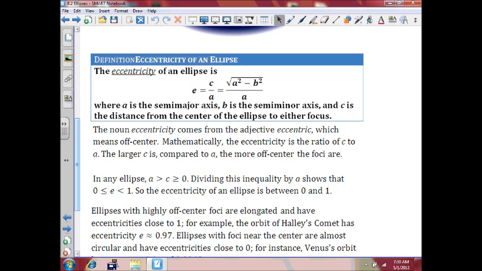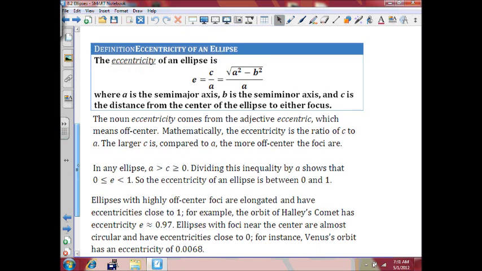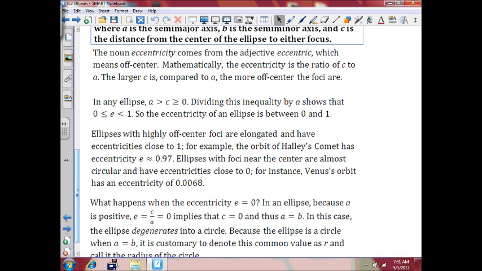Now, the noun eccentricity comes from the adjective eccentric, which means off-center. Mathematically, eccentricity is the ratio of c to a. The larger c is compared to a, the more off-center the foci are. Now, in any ellipse, c is going to be less than a, but greater than or equal to 0, which means the eccentricity of an ellipse is always going to be between 0 and 1.